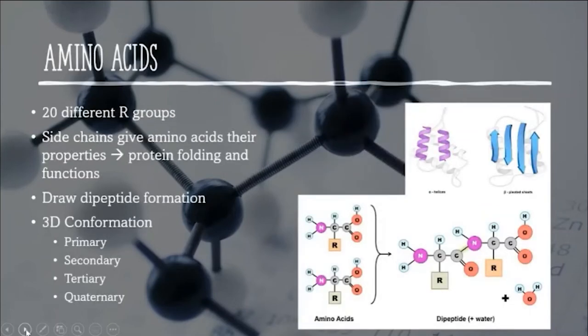So amino acids, they have 20 different R groups. You are going to need to know how a dipeptide forms. So you need to be able to draw a diagram of this. These different side chains can give amino acids their properties, causing protein folding and function to vary based on the position in the polypeptide chain. Most polypeptides are around 50 to 2,000 monomers long. So organisms can create a large range of possible polypeptides. The possibilities are numerous.